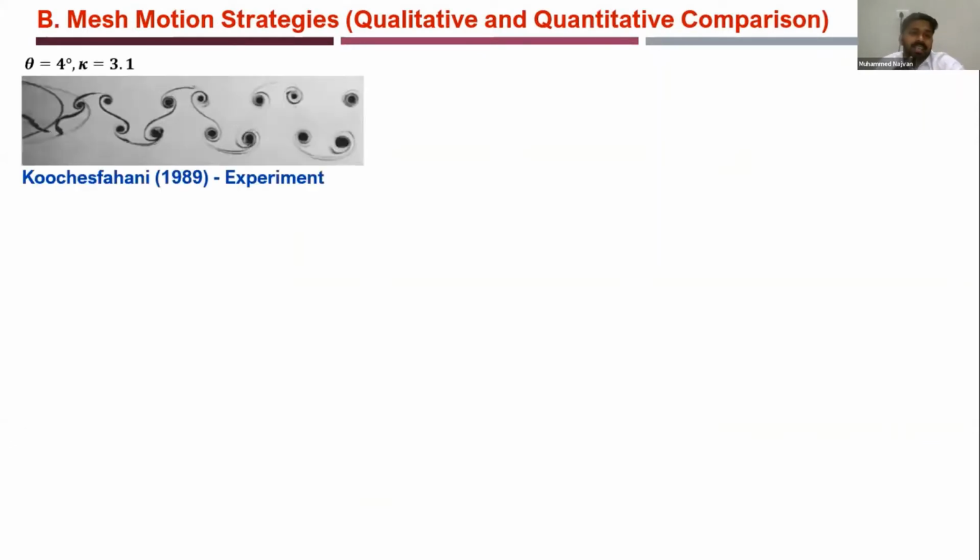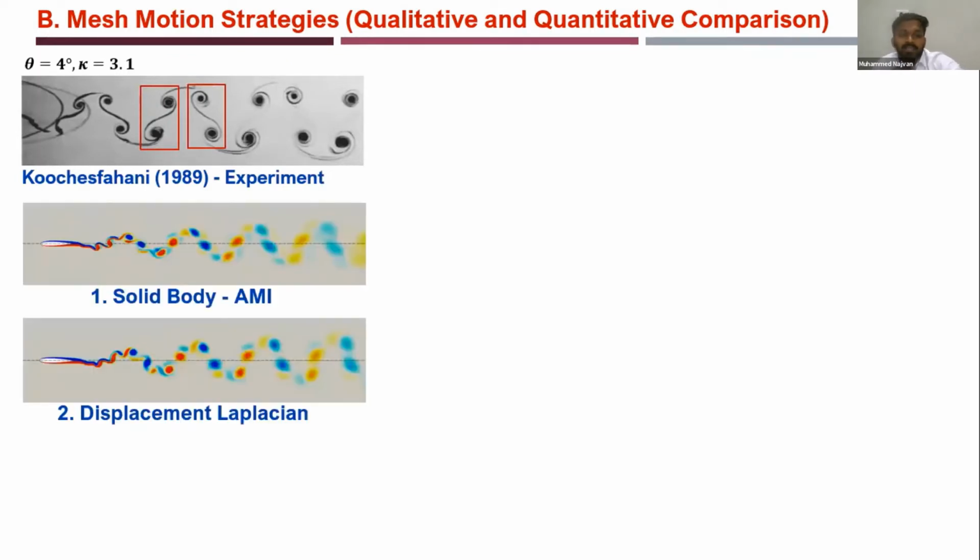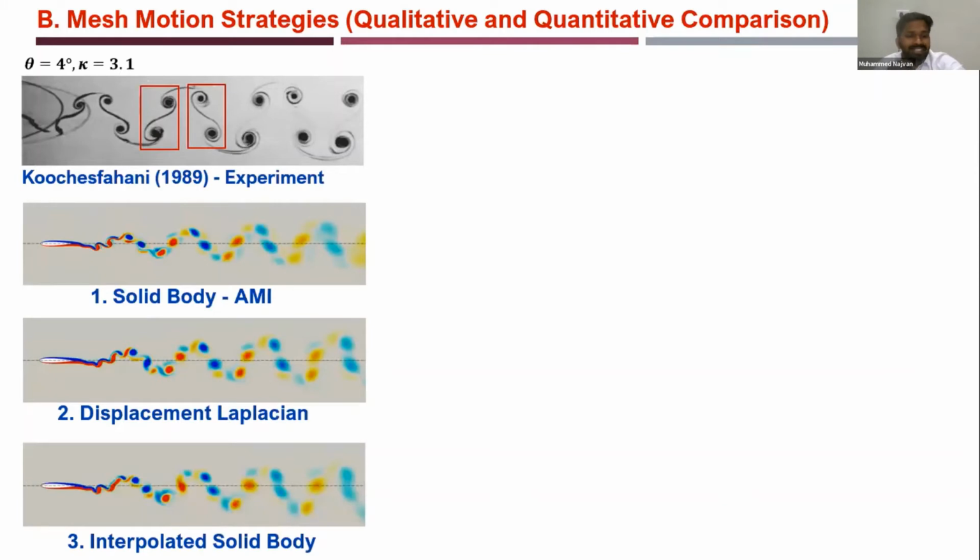Here it is a case where we observe a 2P wake. A 2P wake is a condition where two pairs of vortices are shed in a flapping cycle. When we compared this with the solid body AMI and the displacement Laplacian, we got a very good agreement with the experiment. However, the interpolated solid body couldn't capture the 2P perfectly, and we observed a deflection in the wake, which is clearly unphysical.